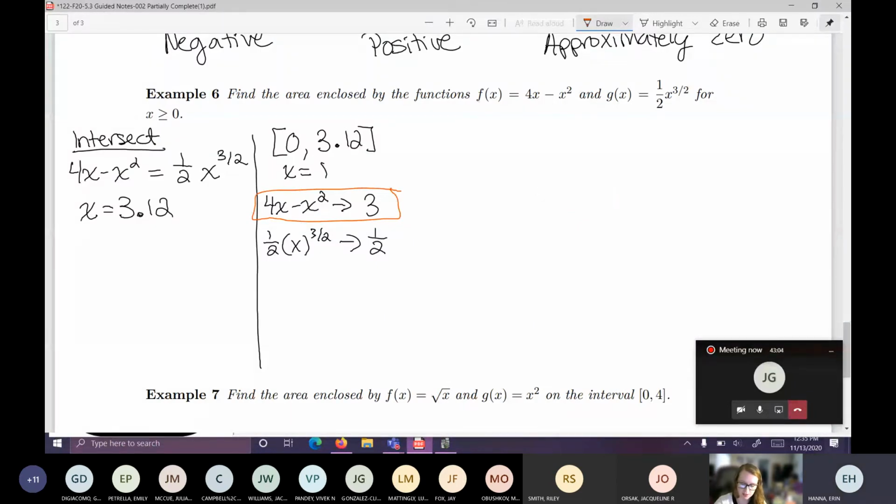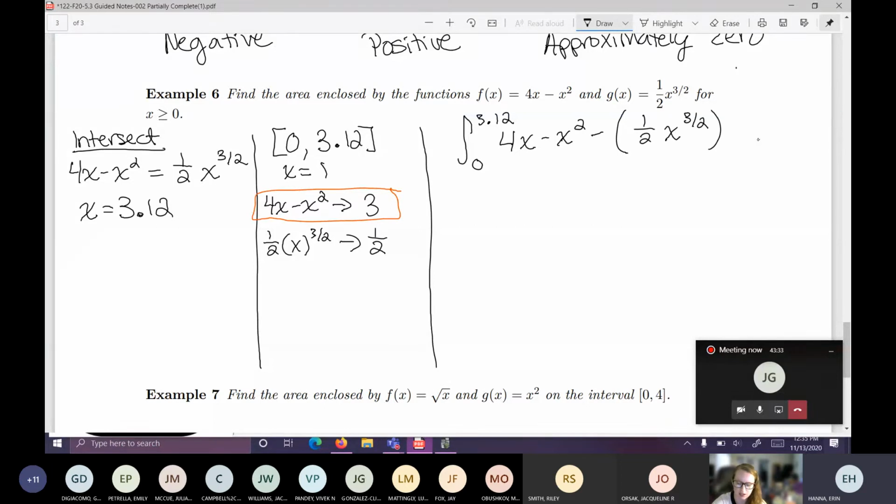At this point, we're ready to find the integral. So we're essentially on the integral from 0 to 3.12. Here's especially where you need to be careful with top minus bottom and putting parentheses. Our top function was 4x minus x squared, so 4x minus x squared minus, and let's start putting all of our bottom functions in parentheses. We don't technically need it here, but let's just be safe and put it there anyway.